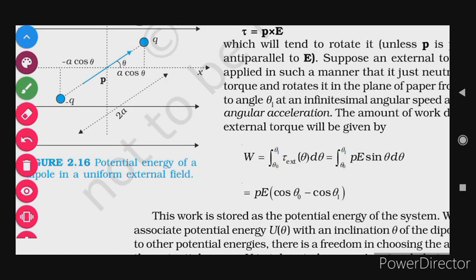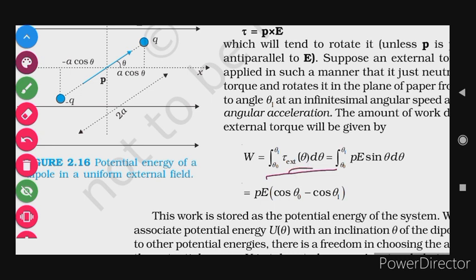Now the small work done by the torque in moving the dipole through a small angle d theta will be dW equal to tau d theta. For the angle theta naught to theta 1 we just integrate between those limits. So the total work done in rotating the dipole from theta naught to theta 1 is the integral of torque external d theta, from theta naught to theta 1.